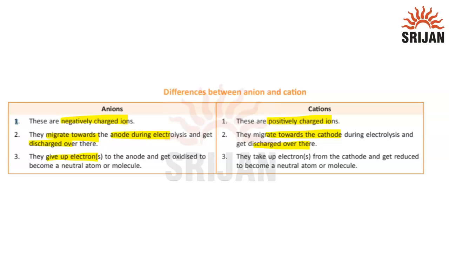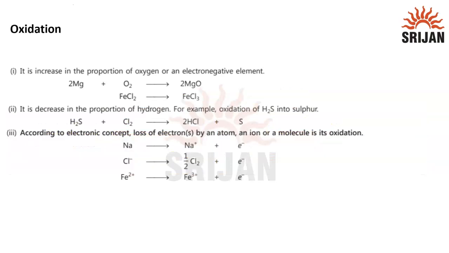So they have more electrons, then they will give their electron to the anode and get oxidized to become a neutral atom, whereas cations take up the electrons from the cathode and they will get reduced to become a neutral atom or molecule. Now what is oxidation?